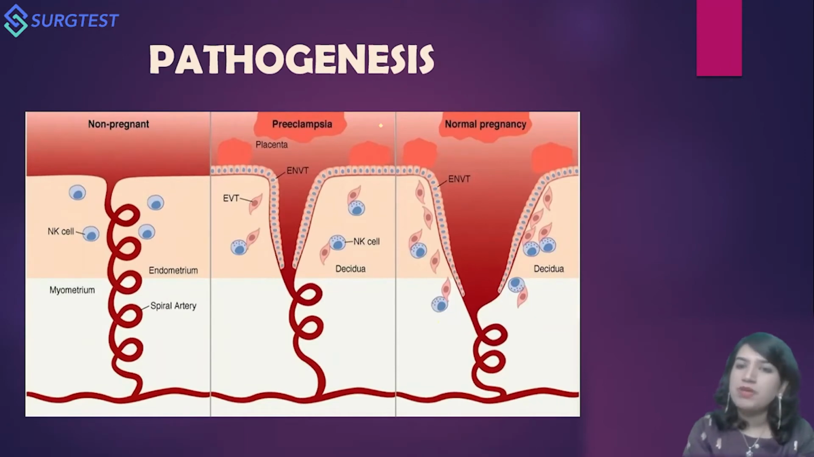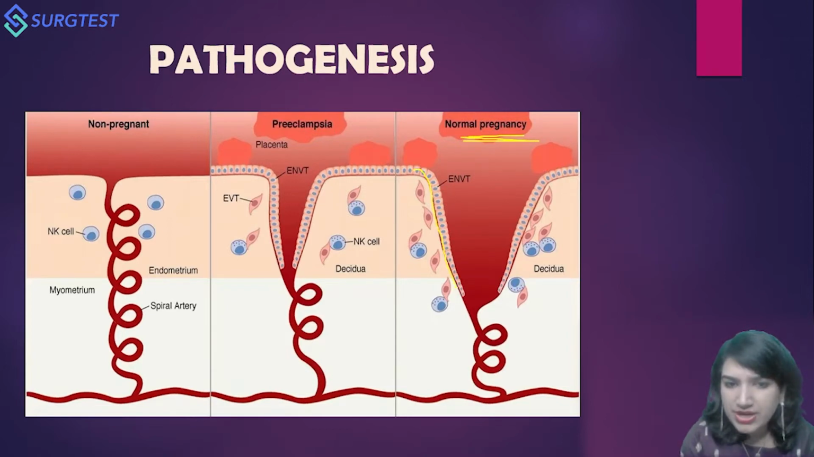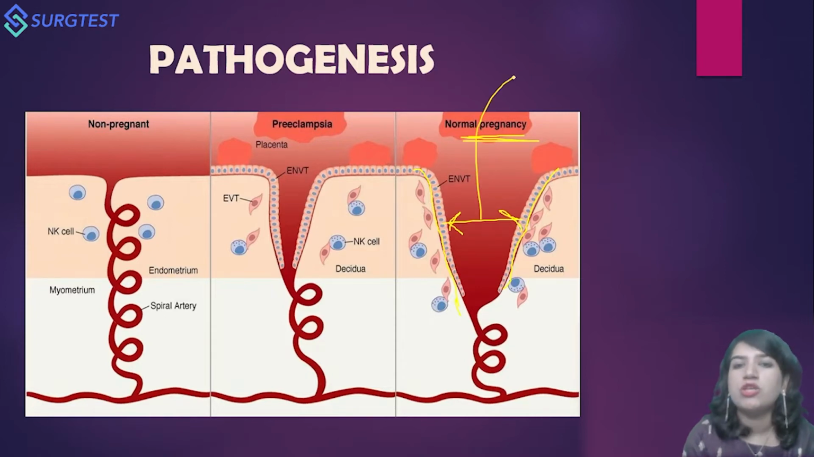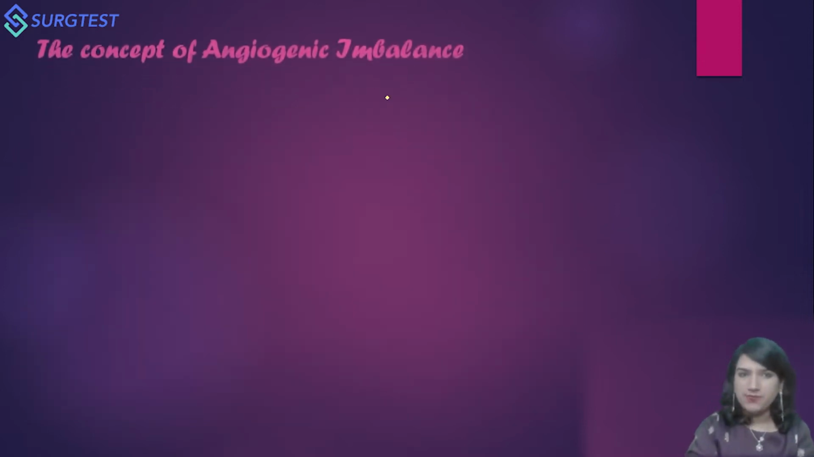So this is just a pictorial representation of the same. In a normal pregnancy, the trophoblast is reaching right up to the base of the spiral arterioles, eating up the tunica media and converting it into a sinusoid, which is responsible for good perfusion. Whereas in preeclampsia, this trophoblastic invasion is incomplete and inadequate, resulting in uteroplacental perfusion defect.